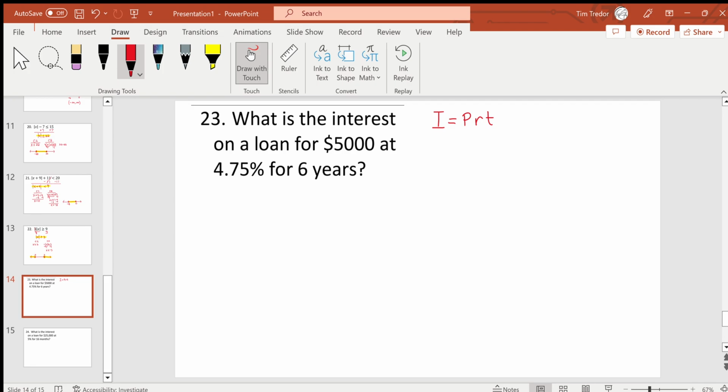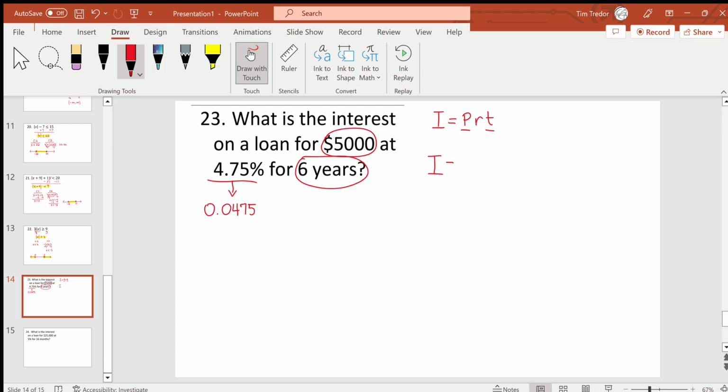So from our question, I've got $5,000. That's going to be our principal. 6 years, that's going to be our time. And 4.75 is our rate. But I can't use a percentage in my calculations. I have to change this to a decimal. And we're going to do that by moving the decimal place 2 points to the left. So the number I'm going to use in my formula is 0.0475.